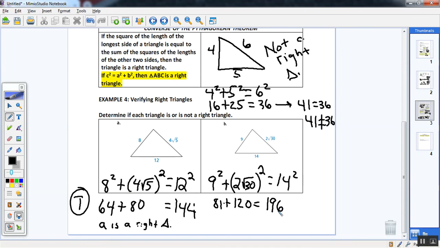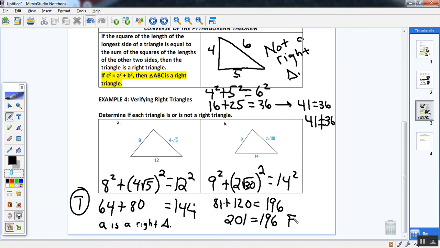Kids on the left, 81 plus 120. What have you got? 200 and? So the question becomes, first of all, is the statement true or false with the values I put in? False. If that's false, can that triangle be a right triangle? No.